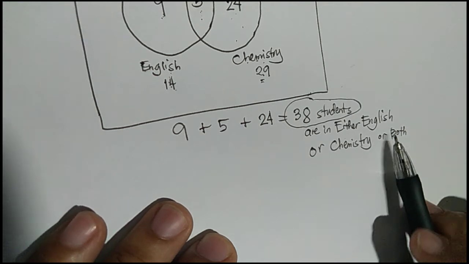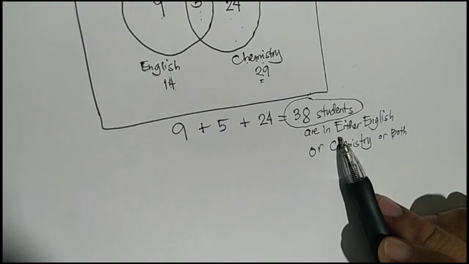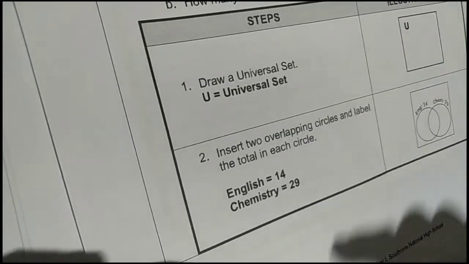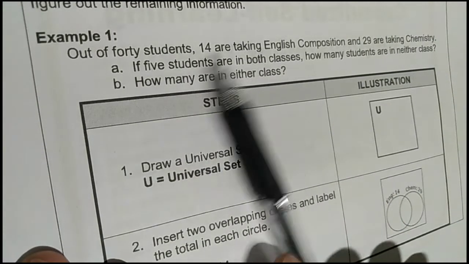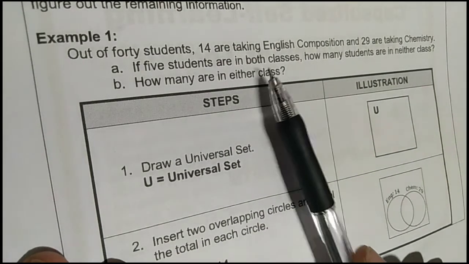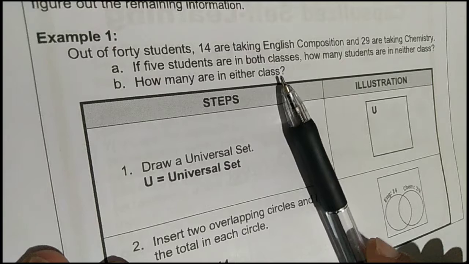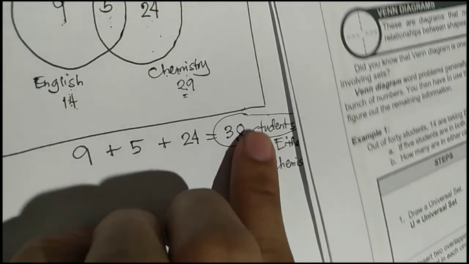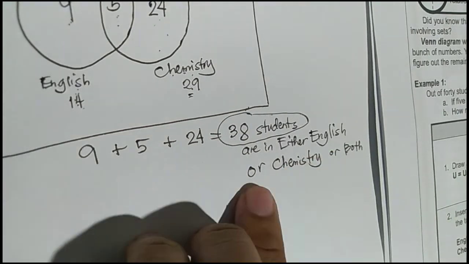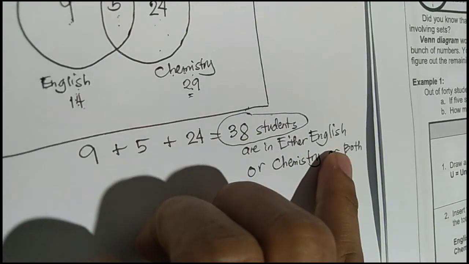From this, we already have the answer for letter B, or number 2: how many are in either class? 38 students are in either English or chemistry or both.